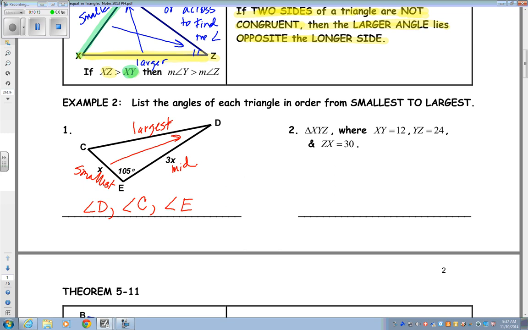Now, on number 2, notice that there's no triangle given to you. So guess what you need to do? You need to draw it and label it. So try to draw and label so you can figure out which angles are the smallest, or put them in order from smallest to largest.